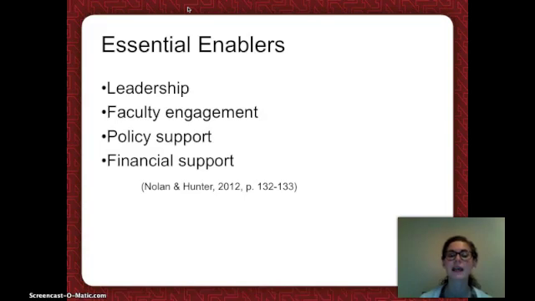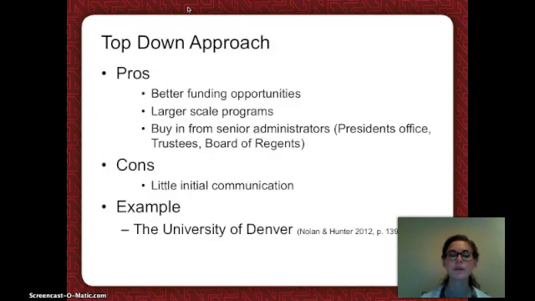Our group identified 2 main approaches to campus internationalization that the universities in our readings were taking. Those approaches are a top-down approach and a bottom-up approach. A top-down approach, the pros to this approach are that there is usually better funding opportunities because the initiatives and programs are built directly into the university's main budget. The programs can happen on a larger scale. They usually encompass multiple departments or multiple colleges. And the buy-in from senior administrators, such as the president's office or a board of regents, is invaluable.